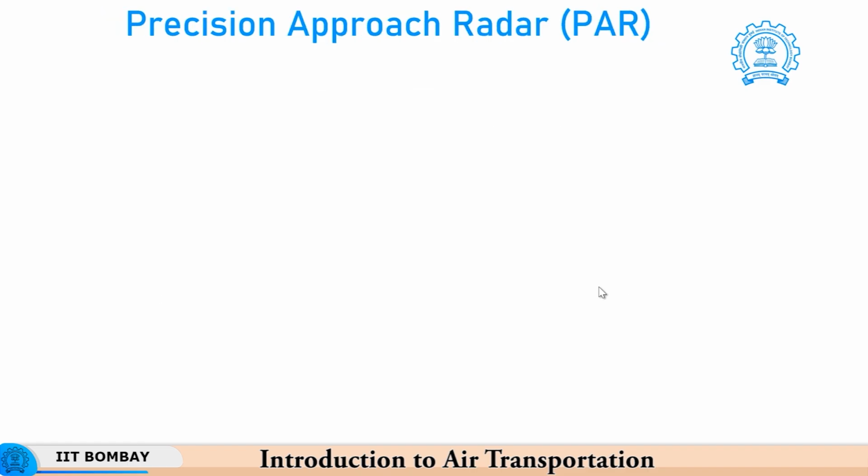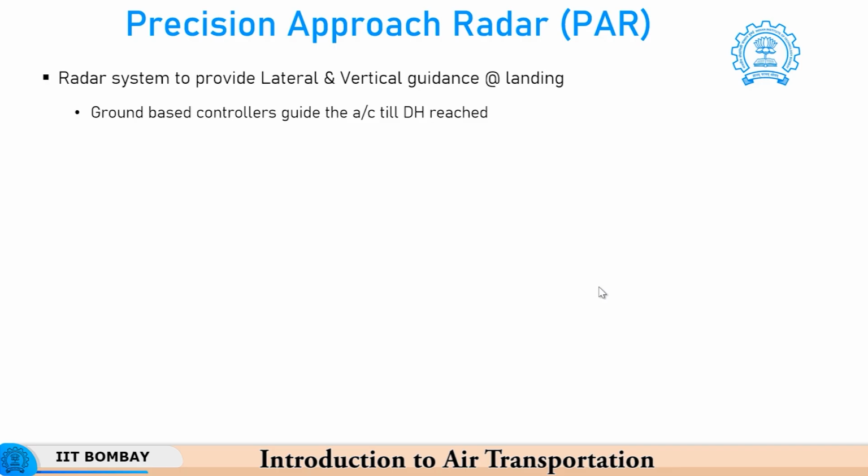Then we look at a precision approach radar. The PAR is a radar system to provide lateral and vertical guidance to the aircraft at landing, and here there are some ground based controller or controllers. They will guide the aircraft till it reaches the decision height. After that, the option is left to the pilot to decide what to do. Okay. This is also called as a ground controlled approach, or GCA, because somebody on the ground is controlling you.